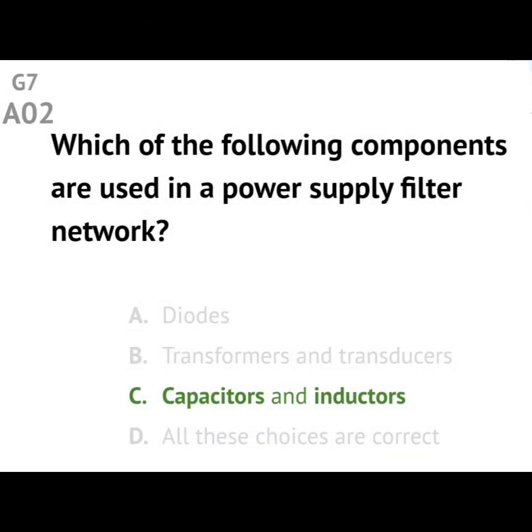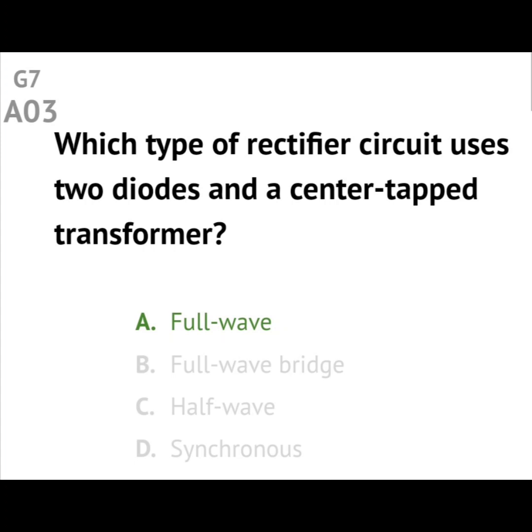Question G7A02. Which of the following components are used in a power supply filter network? Answer. Capacitors and inductors. Question G7A03. Which type of rectifier circuits uses two diodes and a center tapped transformer? Answer. Full wave.